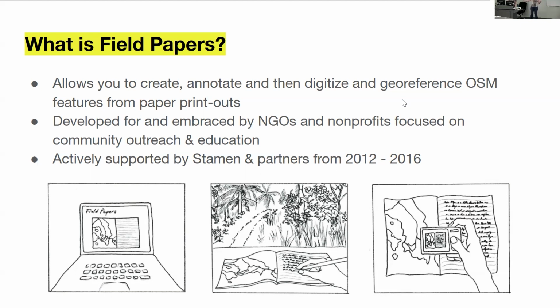So as this nice illustration shows you, you find the place you want to map, you print it out, you go out in the field, you draw on that map, take a picture of it, voila, your annotations are there, digitized right in the right geographic place, and you can transform them into OpenStreetMap features.